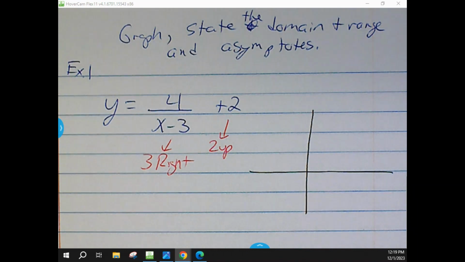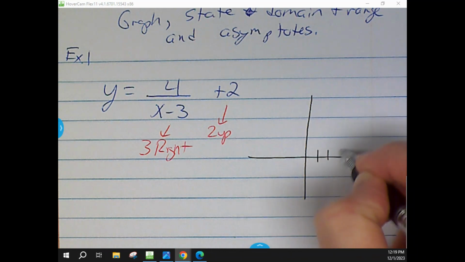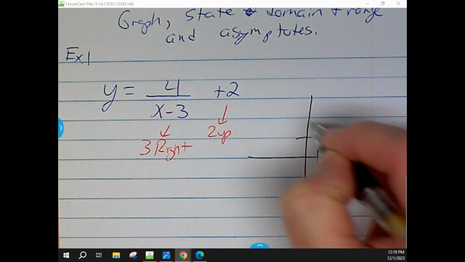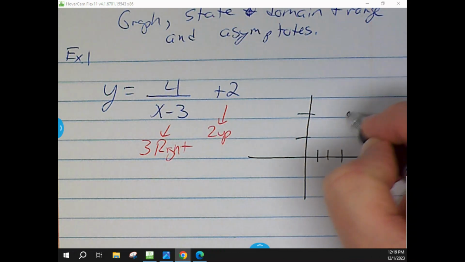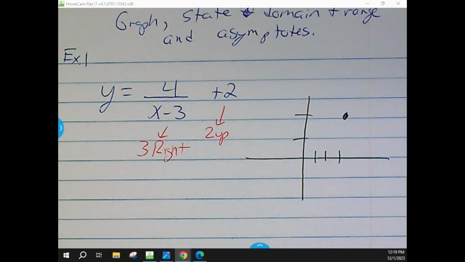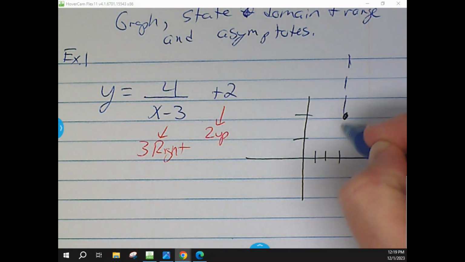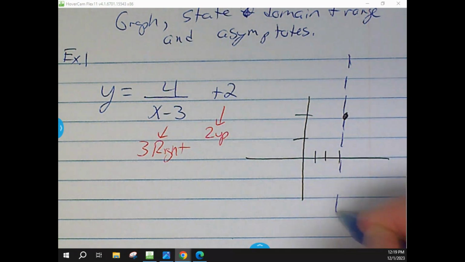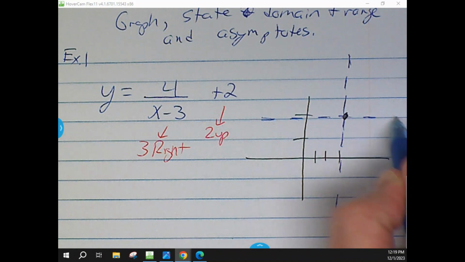Okay, so when you graph this one, instead of being at 0, 0, we're going to go 3 spaces to the right. We're going to go up 2 spaces. And instead of the center being at 0, 0, now the center is going to be up here at 3, 2. Which means all the asymptotes that we were drawing back here in the other graph are going to be basically here. So we're going to draw a vertical line through that point, and we're going to draw a horizontal line through that point.